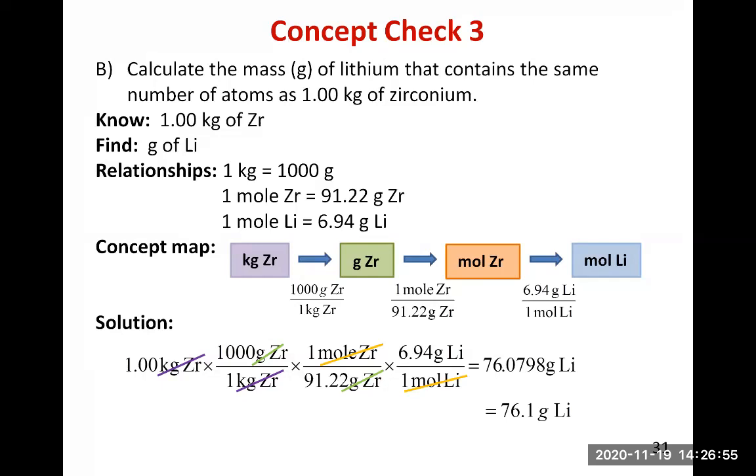76.1 grams of lithium. So you see that 1 kilogram or 1,000 grams of zirconium would have the same number of atoms as 76 grams of lithium only. So it's a much smaller mass of lithium versus the mass of zirconium, because zirconium has much bigger and heavier atoms than lithium. So you need a much larger mass to get the same number of atoms. So that makes sense.